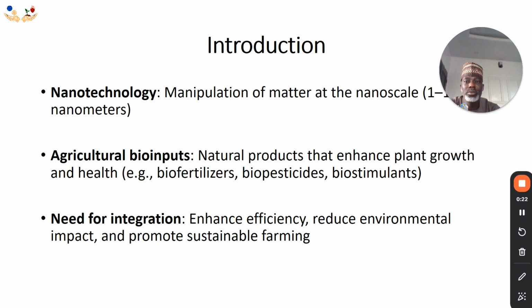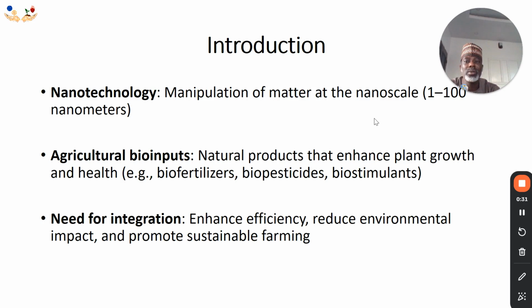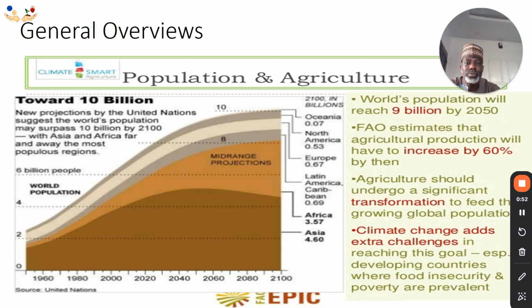As we all know, nanotechnology entails the manipulation of matter at a nanoscale that ranges from 1 to 100 nanometers. Agricultural bioinputs, natural products that enhance plant growth and health, entail biofertilizers, biopesticides, and biostimulants. The need is for integration of efficiency, reduced environmental impact, and promotion of sustainable agriculture.